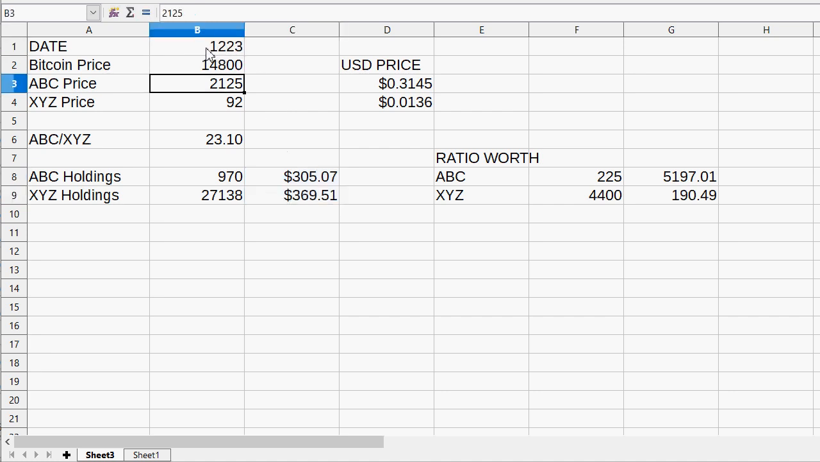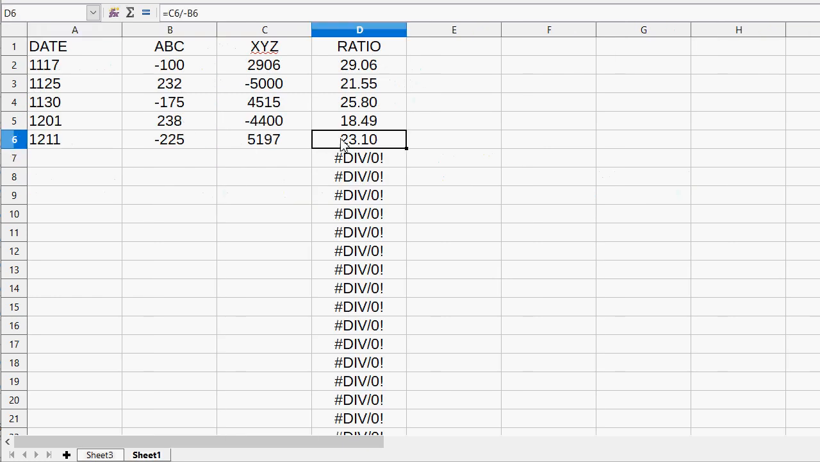12/23, 2 days before Christmas, we'll say. And Bitcoin prices are down a bit, but altcoins are having a nice little run. Let's just assume that what happened is that ABC just had a nice little rally. We'll say 33,086. This one has gone up a little bit, but not much. So the ratio is 26.6. So a little bit of a decent move.